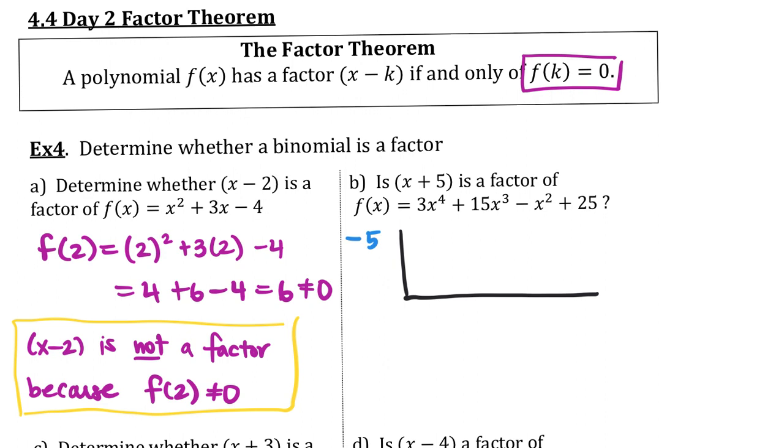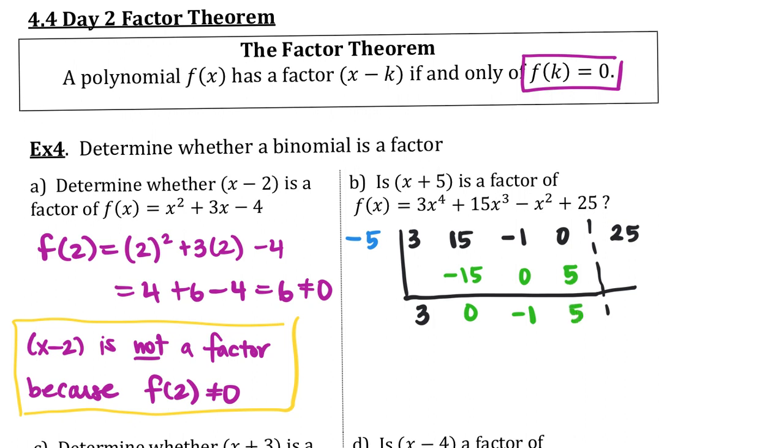Okay, let me put the coefficients. So 3x to the 4th, 15x to the 3rd, minus 1x squared. Oh, there's no x term, so don't forget to put your 0, and then the 25. And I definitely would not have wanted to plug that in. Okay, let me bring down the 3. Negative 5 times 3 is negative 15. 15 minus 15 is 0. Negative 5 times 0 is 0. Negative 1 plus 0, negative 1. Negative 5 times negative 1 is positive 5. 0 plus 5 is 5. Negative 5 times 5, negative 25.